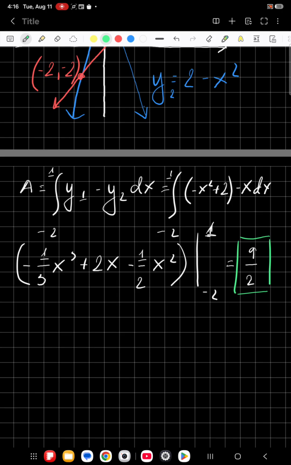And let me do one more example of this particular section. So example 3. Okay, and find the area.